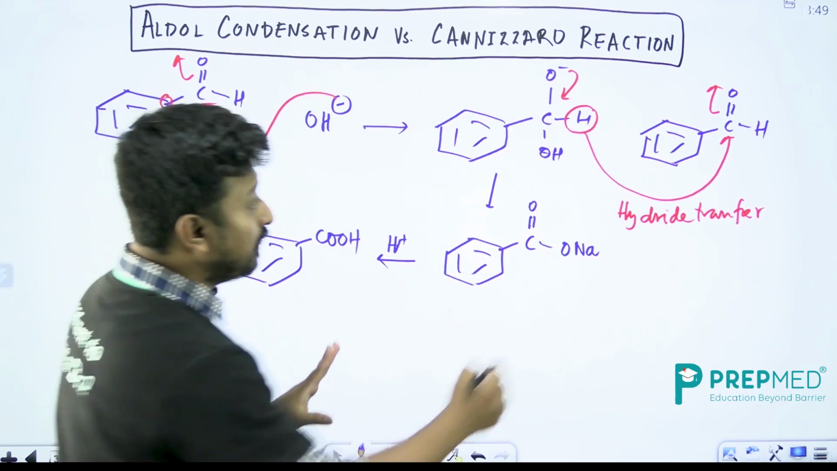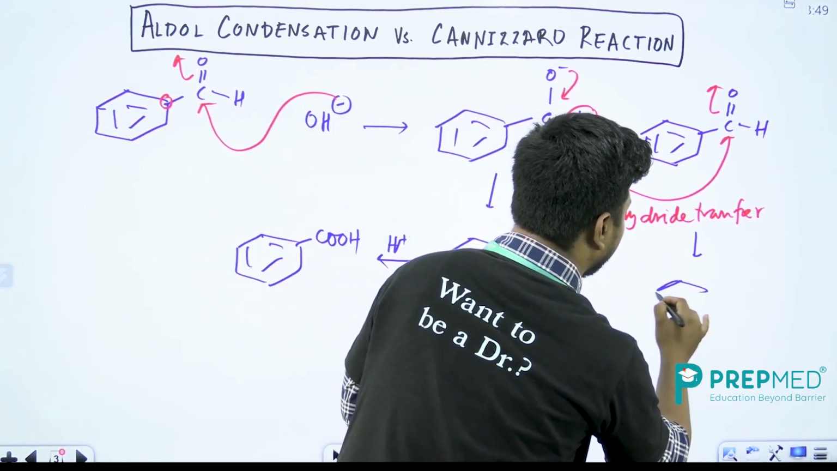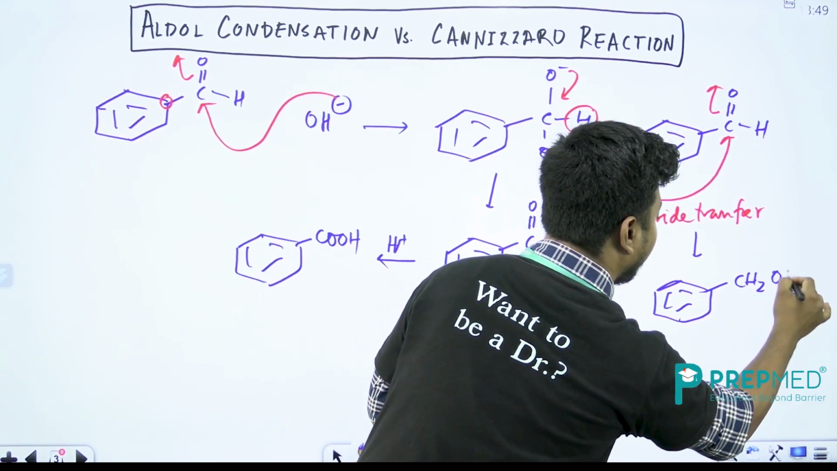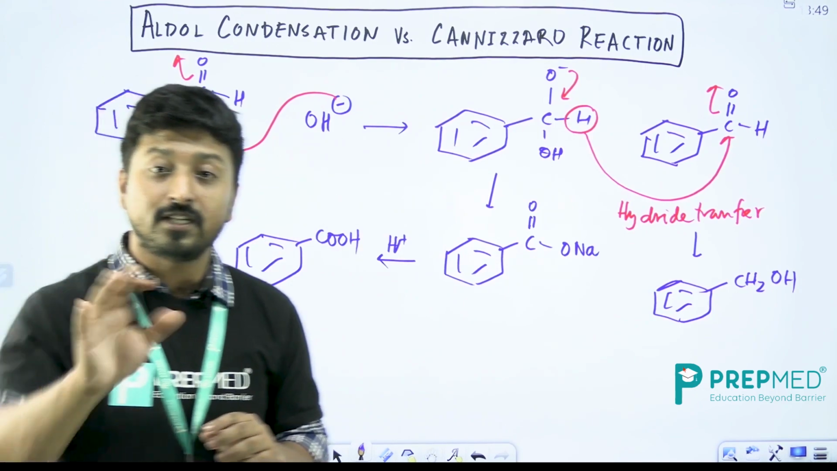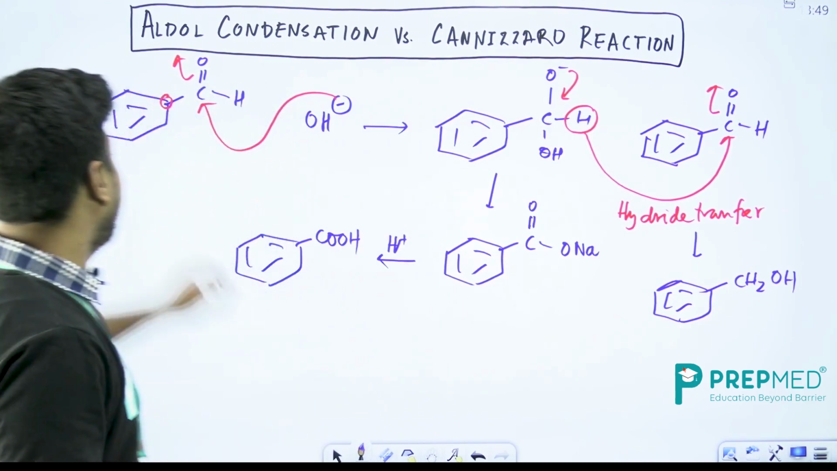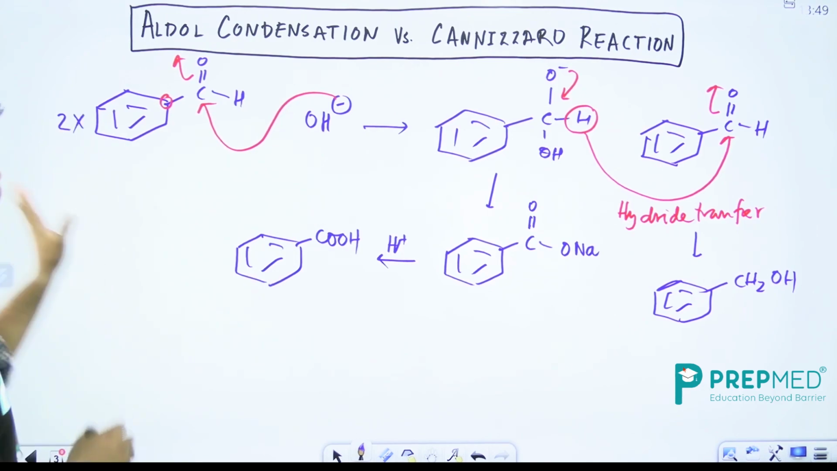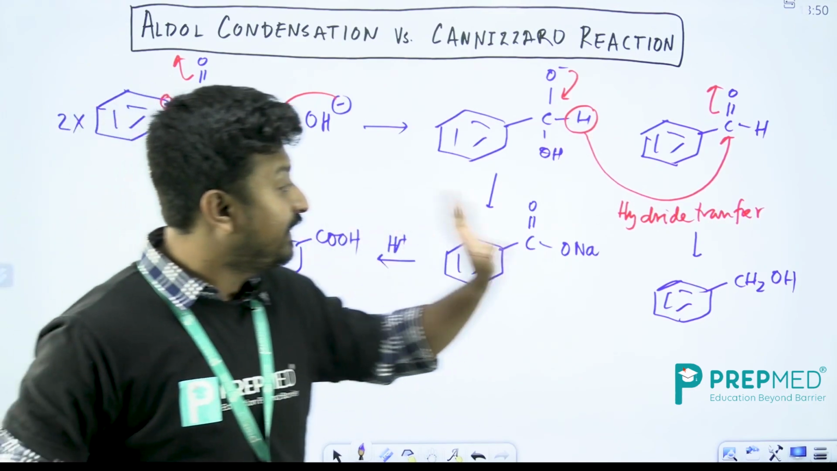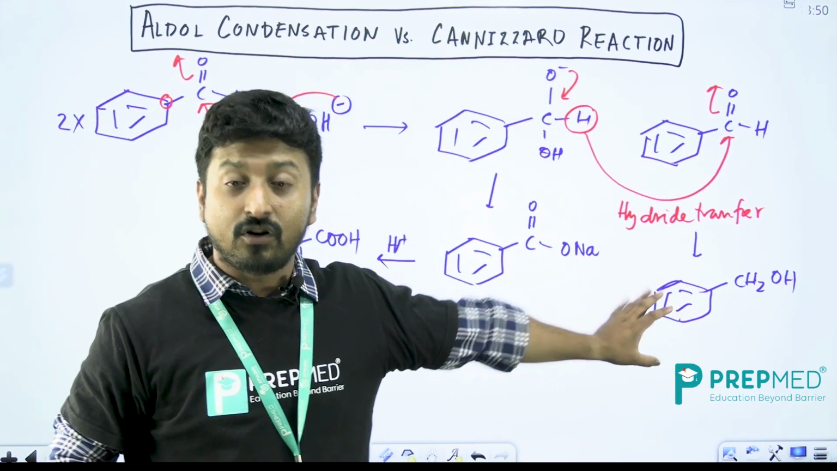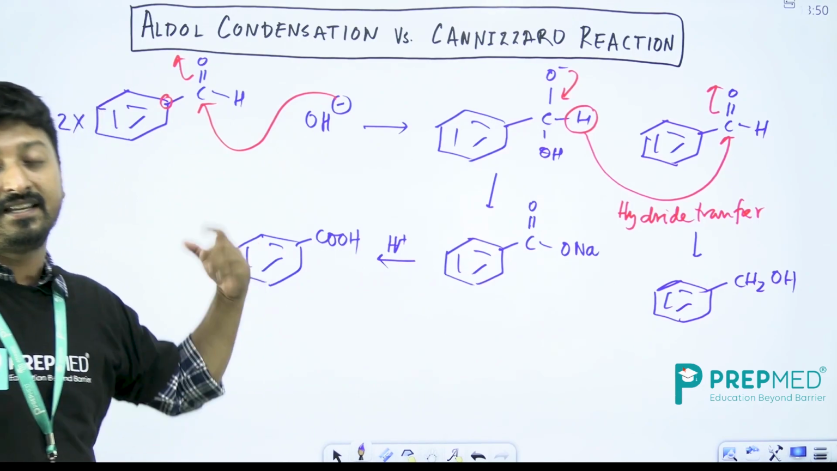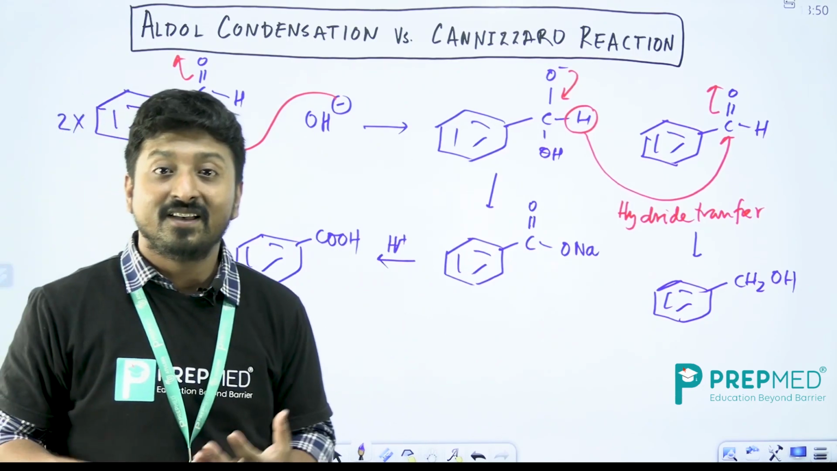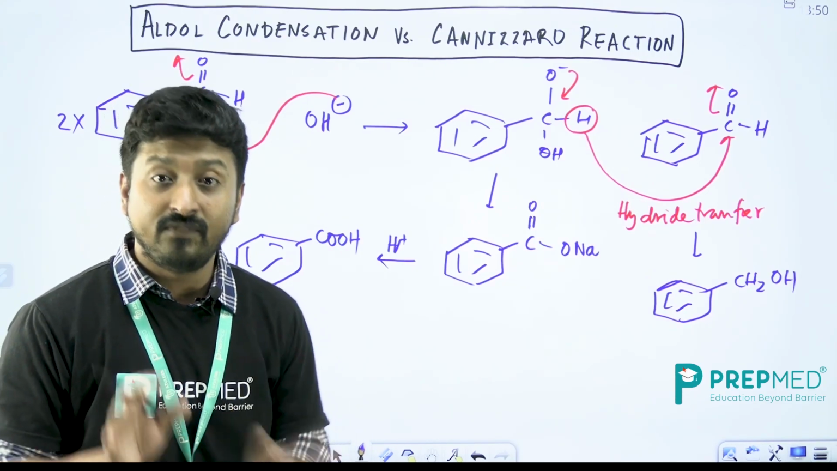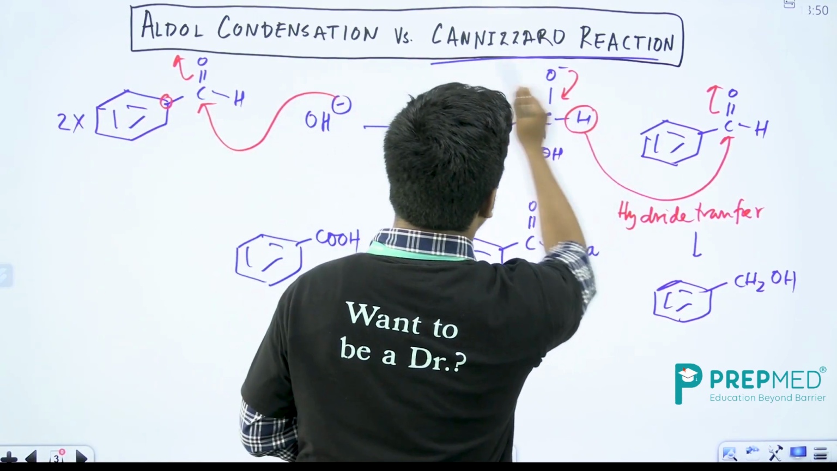So basically, what about this one? This molecule transforms into the formation of CH2OH, that is benzyl alcohol. So here one thing is for sure: two molecules of benzaldehyde are involved in this reaction, whereas one molecule of benzaldehyde is getting reduced to benzyl alcohol and the other molecule of benzaldehyde is getting oxidized to benzoic acid. So it is basically nothing but a disproportionation reaction in organic chemistry, which is known as our one of the favorite, the Cannizzaro reaction.